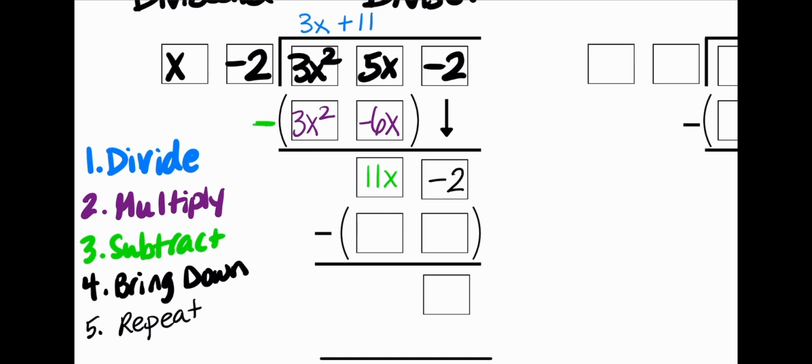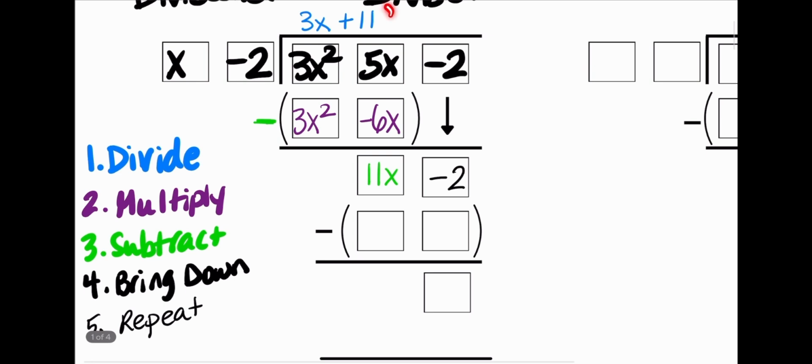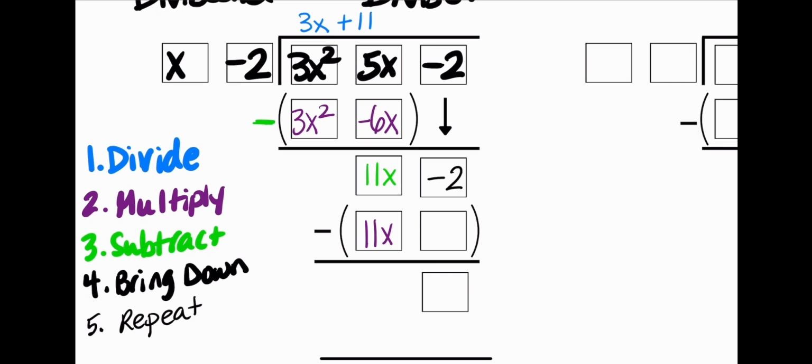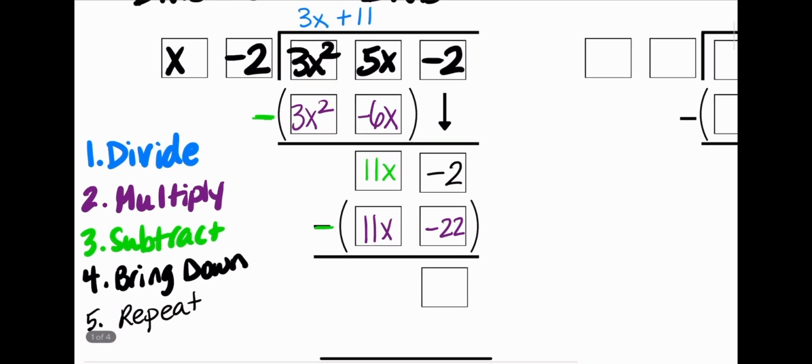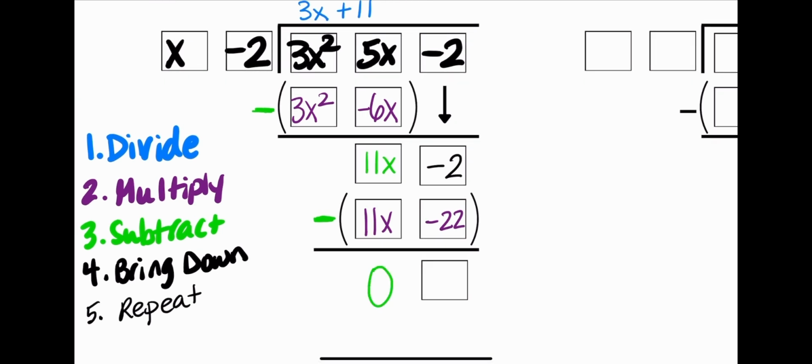Okay. Notice how all of the results when I am dividing are going at the top of the bar, right? So follow the colors. Now we are going to be multiplying 11 times x and then 11 times negative 2. So 11 times x is 11x. 11 times negative 2 is negative 22. Now we are subtracting. 11x minus 11x is nothing. That's why we don't have a box there.